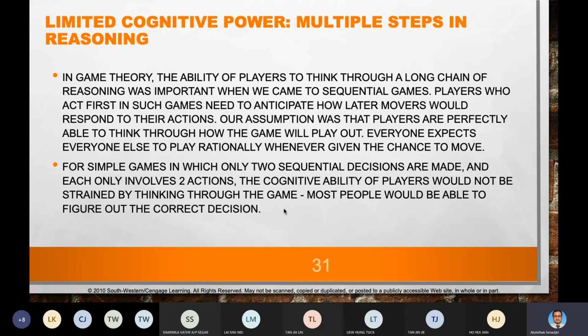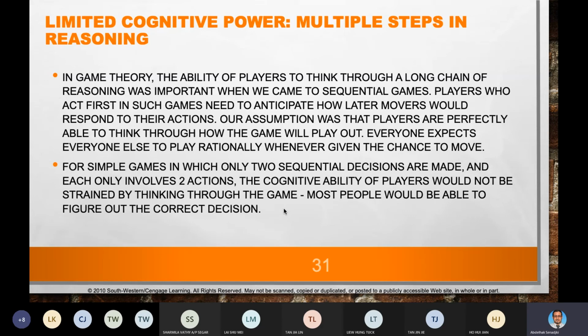So you are a manager, you do strategy A, then you expect firm Y to do strategy B. Based on strategy B, you move to strategy C. Based on strategy C, another player will move to strategy D. So our assumption is that players are perfectly able to think through how the game will play out. Everyone expects everyone else to play rationally whenever given the chance to move.